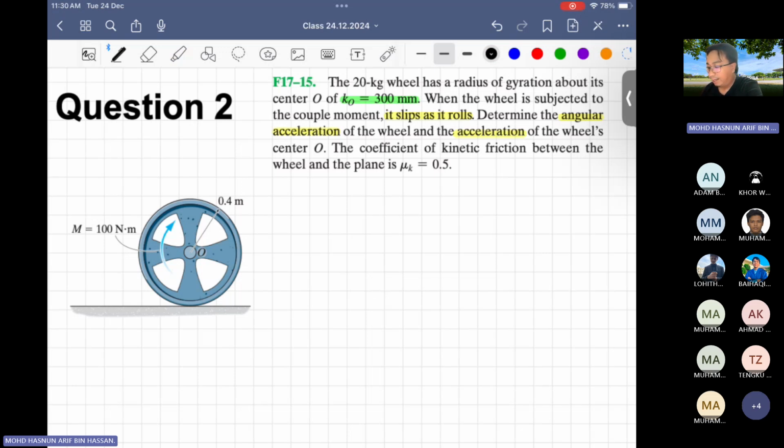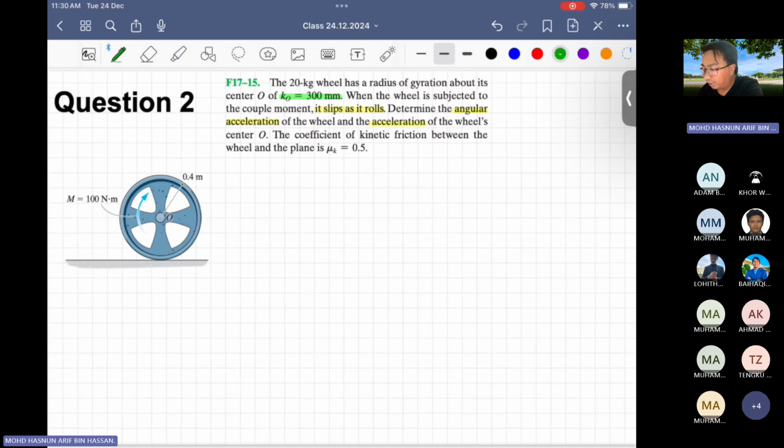Okay, let's start by defining our coordinate system. So we know that the motion is to the right. So let's define x positive to the right, and we can define y positive pointing upwards. So this is our coordinate system, x positive to the right, y positive upwards. Okay, that is the first step.